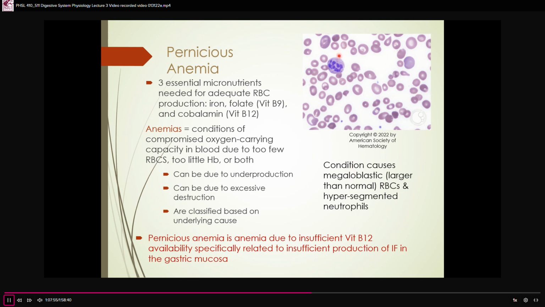So these are classic indicators that you would potentially have a vitamin B12 dependent production problem. You can also see megaloblastic cells if there are folate deficiencies as well.